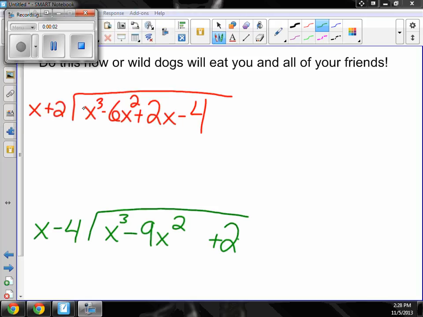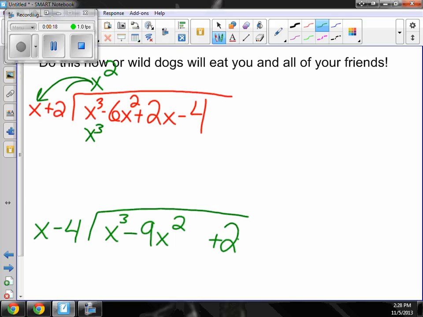Okay, how many times does x go into x to the third? X squared. So now we take x squared, we multiply those, and we get x to the third, and we multiply those, and we get 2x squared. Then I draw the line and change the signs. The first one should always cancel, or you made some sort of mistake.